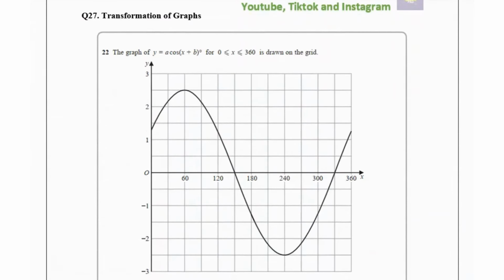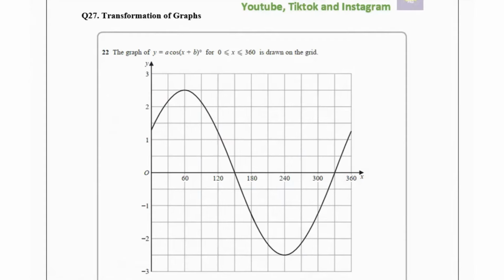Then transformation of graphs. So for transformation of graphs, I chose the trigonometric one because that is something that frequently comes. So there's no harm in going through this because this also brushes up your skills for the transformation of other graphs because the main concept is still the same for both of them. They might look different, but working out is the same. So it says a graph of y equals a cos of x plus b for the angles from 0 to 360 is drawn on the grid.